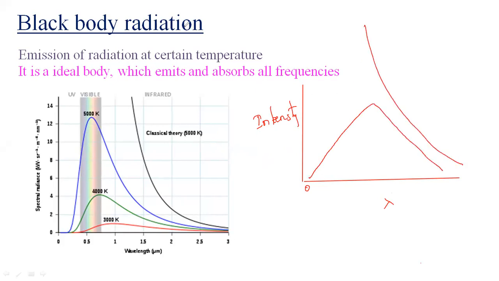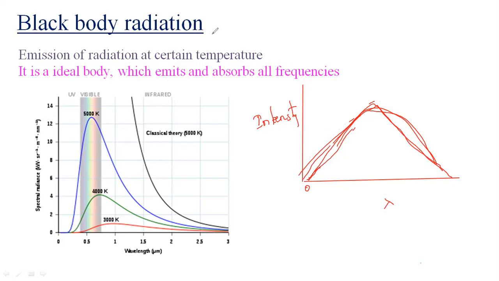First, the graph you will get like this. When you increase the temperature, generally it is a black body spectrum here. So first of all, we don't want any temperature. The graph will be like this. So this is a black body spectrum. When you increase the wavelength here, the intensity is increasing, and again it is decreasing. That is the intensity versus wavelength graph of the black body spectrum.